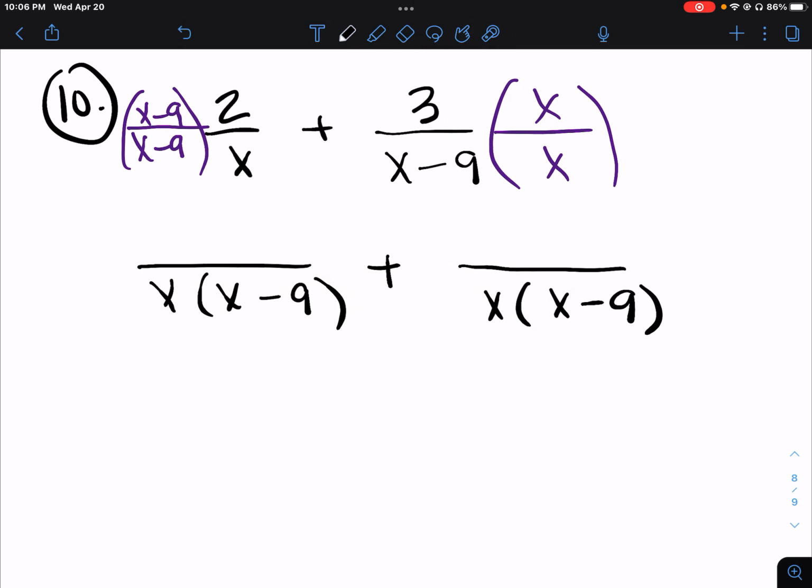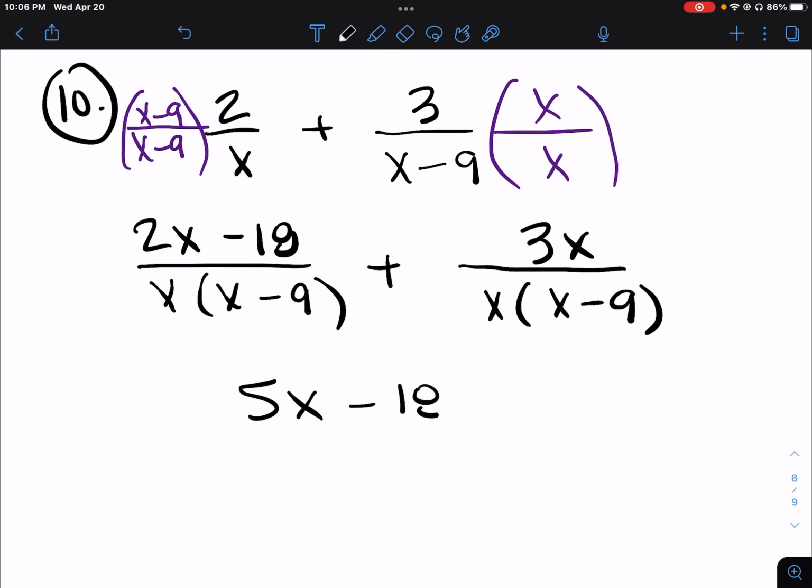So we're going to distribute the top: 2 times x, 2 times minus 9, and on the top right, 3 times x. Now we can add: 2x plus 3x is 5x. And they're over their common denominator, which stays the same.